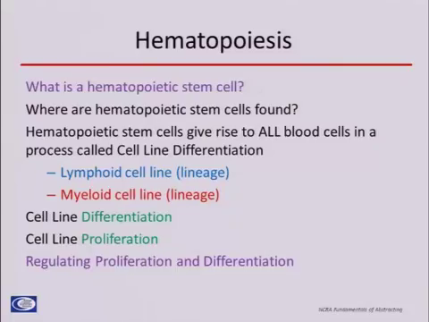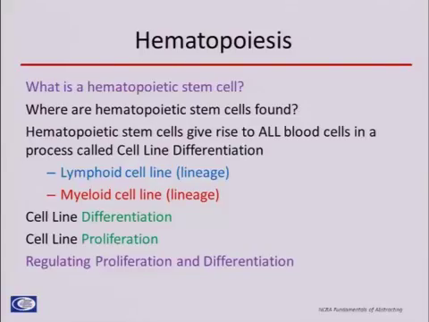The reason that we talk about cell line differentiation and cell line proliferation is this process of regulating what type of cell your body needs and how many of them is really important. It's important to the immune function, it's important to the circulatory function, and when you start talking about the plasma cells, it's important to blood clotting and things like that.